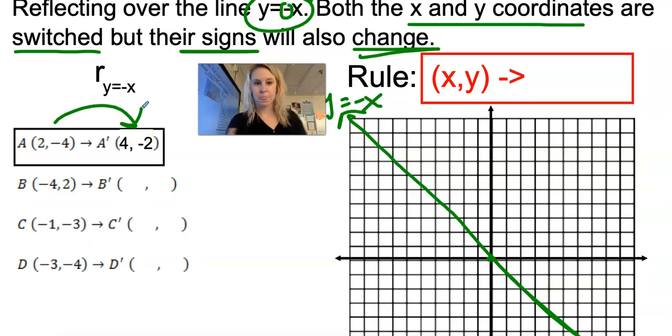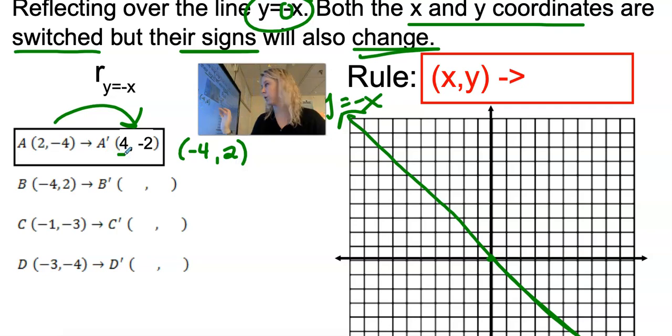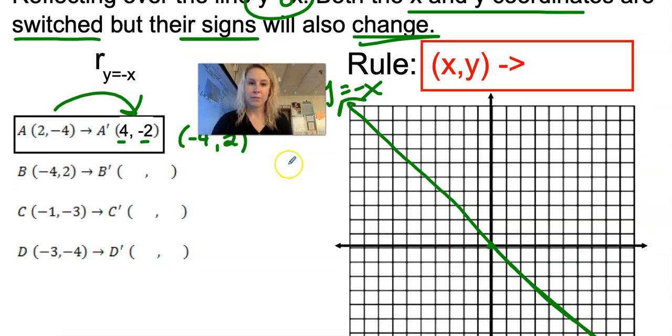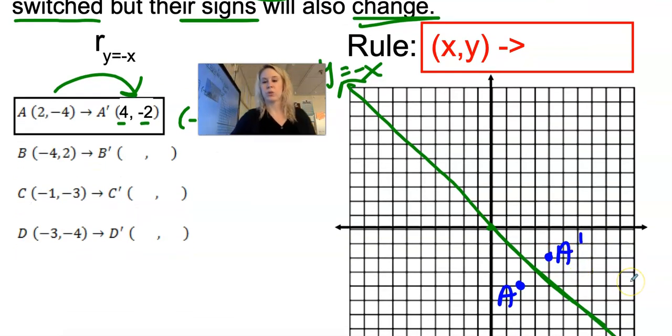(2, -4). They first flipped them, so they got (-4, 2), but then they had to change their signs. So -4 became a +4, and +2 became a -2. So flip and change the sign. If I were to graph them, (2, -4) is my A, and then (4, -2) is my A prime. So that negative line is going right through those two coordinate points.